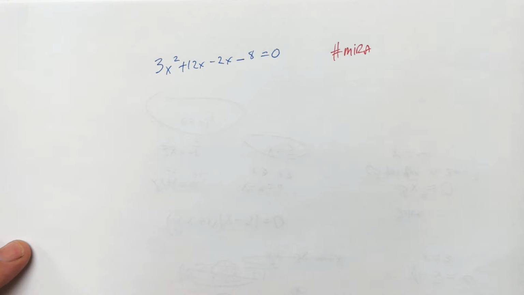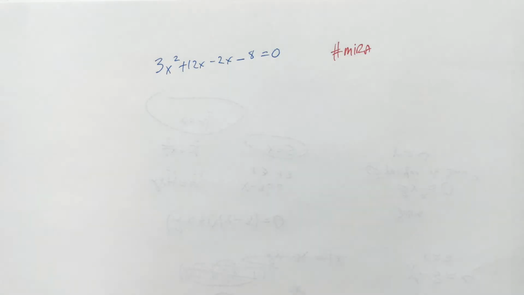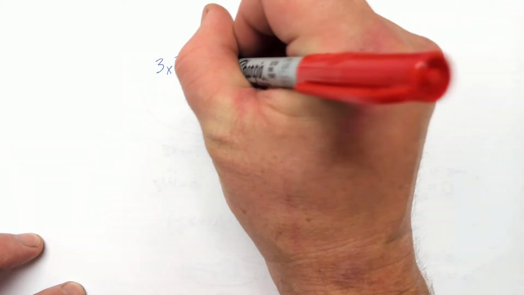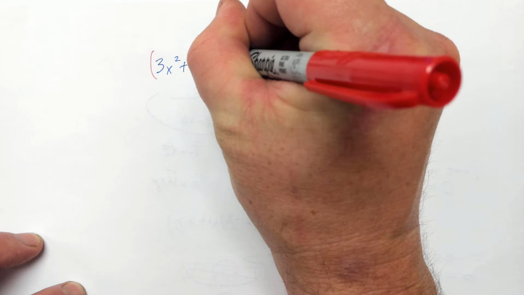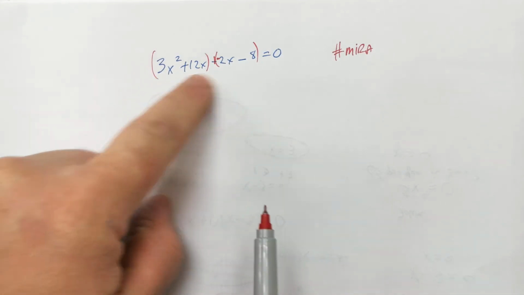Now look, this one's tricky, right? Because of that sign. So what we got to do, like that, remember? And then you factor each group, because it's called factor by grouping. Four terms: 1, 2, 3, 4.